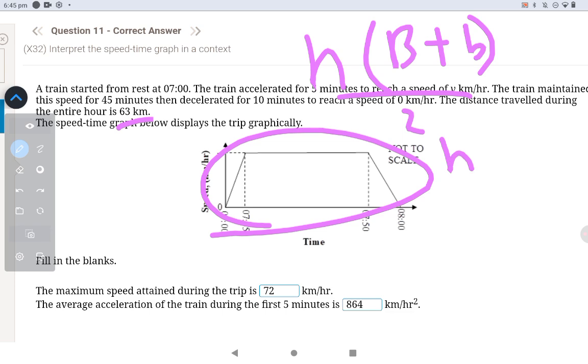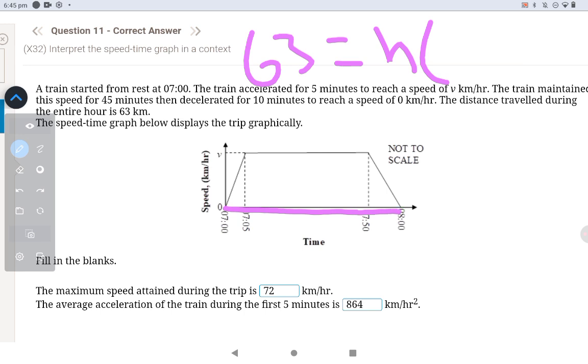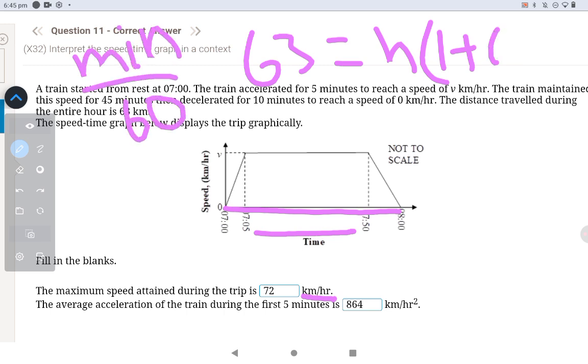Okay. I'm going to clear this out. So we know area 63 is equal to height, big base, which is from 7 till 8. Remember, they want it in kilometer per hour. So 7 to 8 is 1 hour. So that's 1 plus 7:05 all the way till 7:50 is 45 minutes, or 0.75 when you convert it to hours. And to convert it to hours, by the way, just do minutes over 60. So 45 over 60 will give us 0.75 over 2.